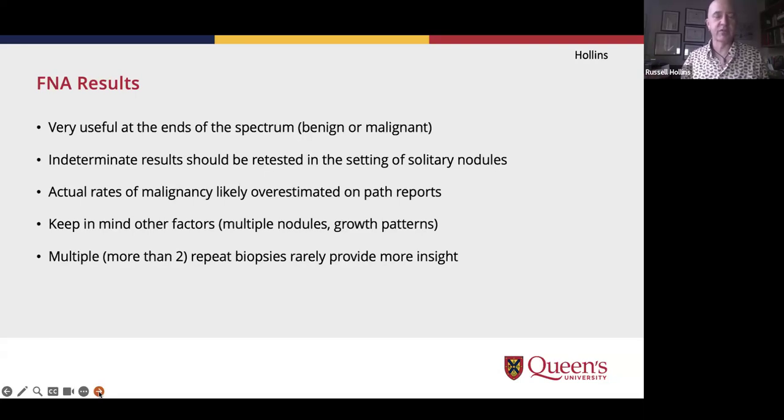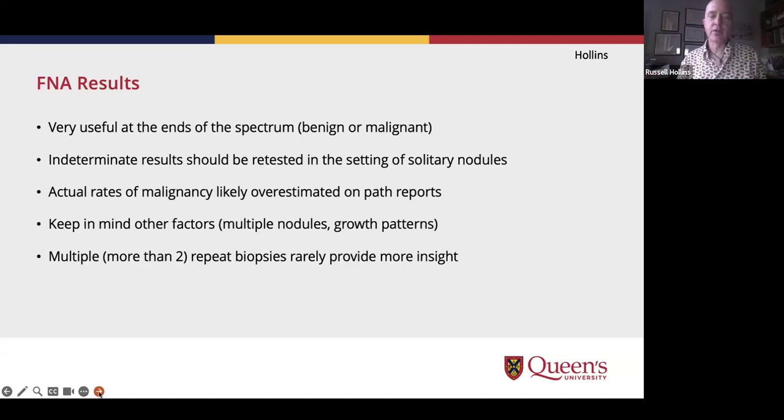The majority of even the cancerous nodules are not aggressive. So fine needle biopsy reports are very useful at the ends of the spectrum. The indeterminate results should be retested. The actual rates of malignancy do vary. When you get an atypia report or a follicular report, my own experience has been that the number of those cases that turn out to be malignant is actually less than the estimate on the reports.